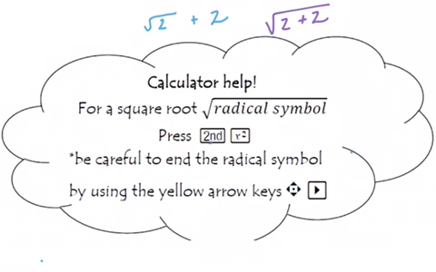And so you end your square root or your radical symbol by using the yellow arrow keys, and what you're going to do is push the right arrow key until you get out from underneath that radical symbol.